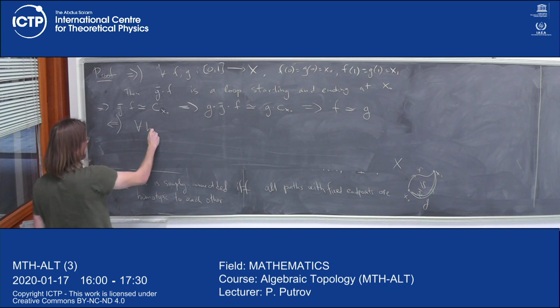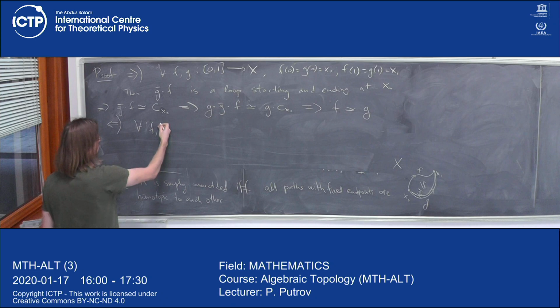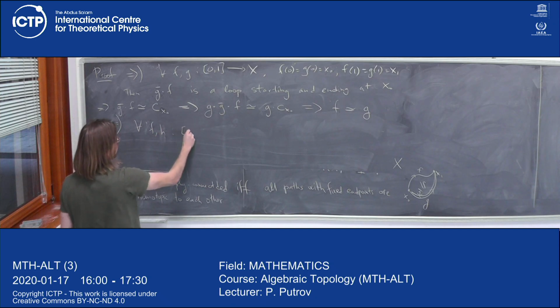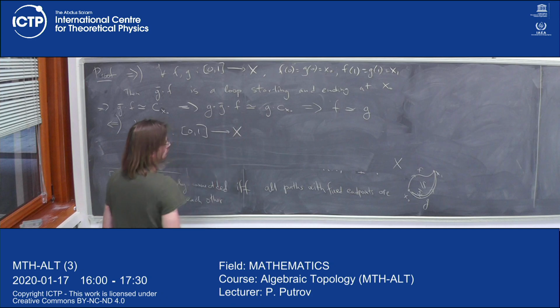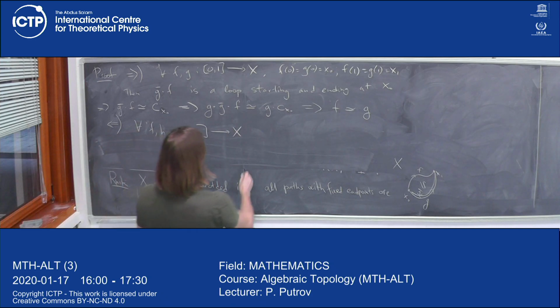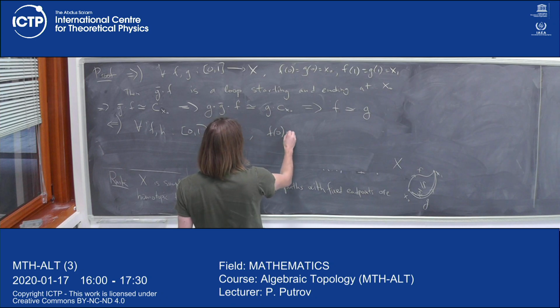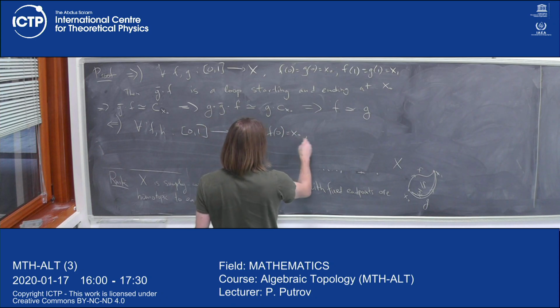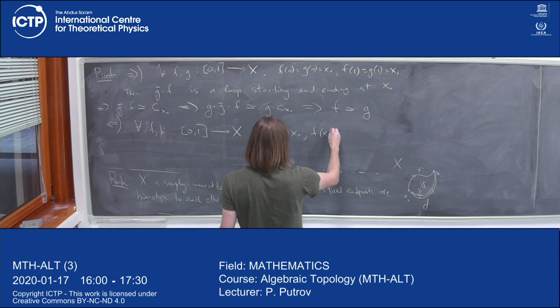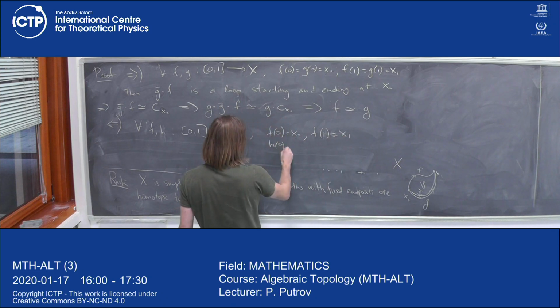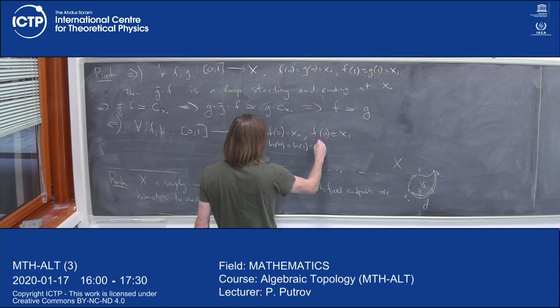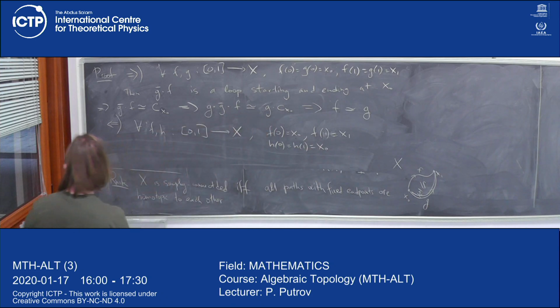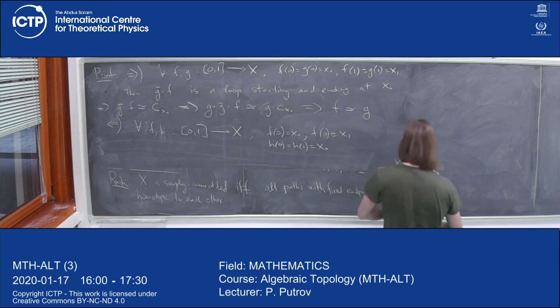So take any paths F and H now. F, as before, will be a path starting at x0 and ending at x1, but H will be just a loop, some loop starting and ending at x0. Now I just have some situation, I have some F and some H.